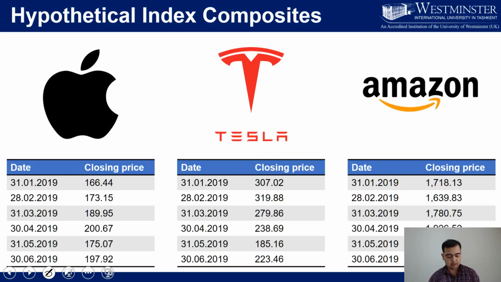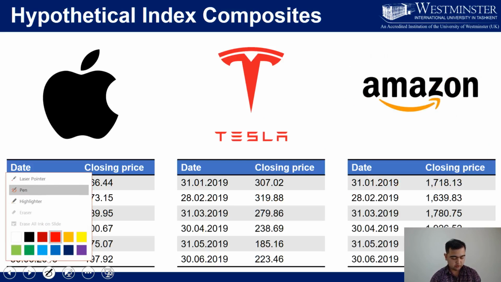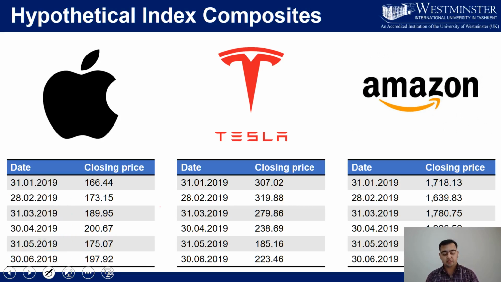Now, let's move on. As I promised, we'll be working with real data. In this particular slide, we have 3 different companies: Apple, Tesla, and Amazon, as you see here. And I downloaded from Yahoo Finance, you can check that later, the closing stock prices as of the end of individual months. So as of 31st of January, 28th of February, March, April, May, and June. I took the first half of the year 2019 and collected all the closing prices for individual companies, for Apple, for Tesla, and Amazon.